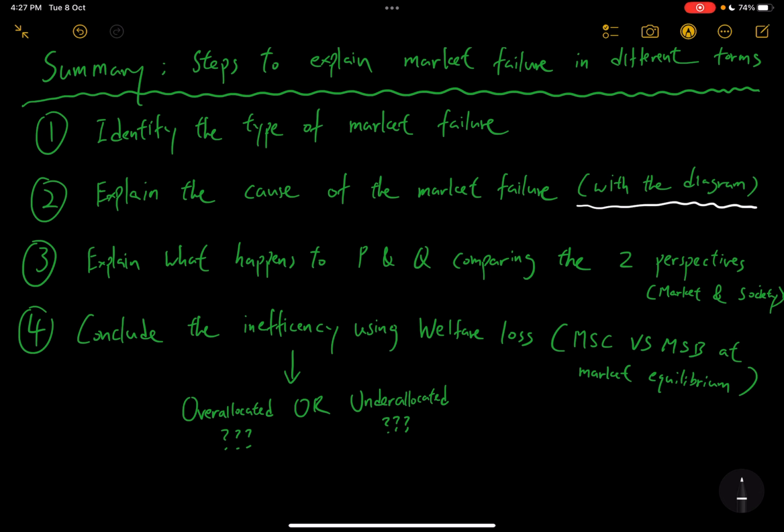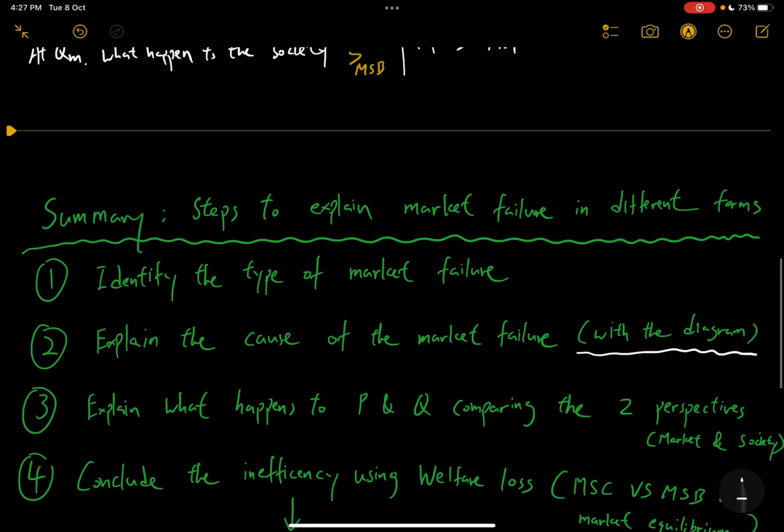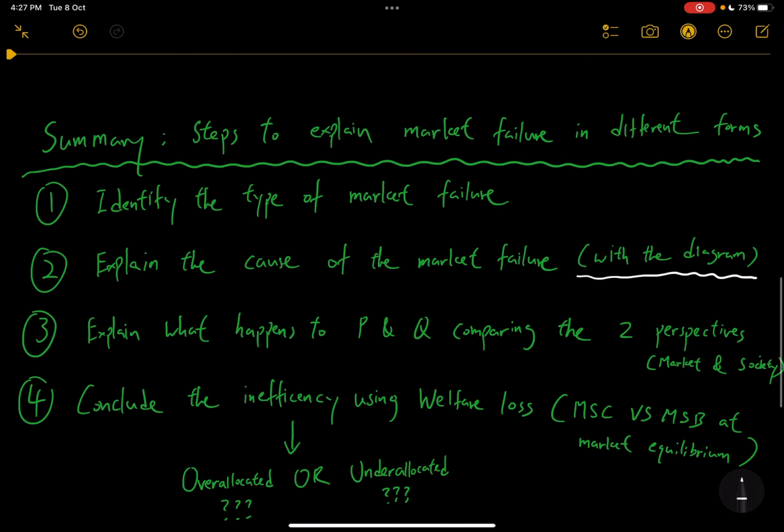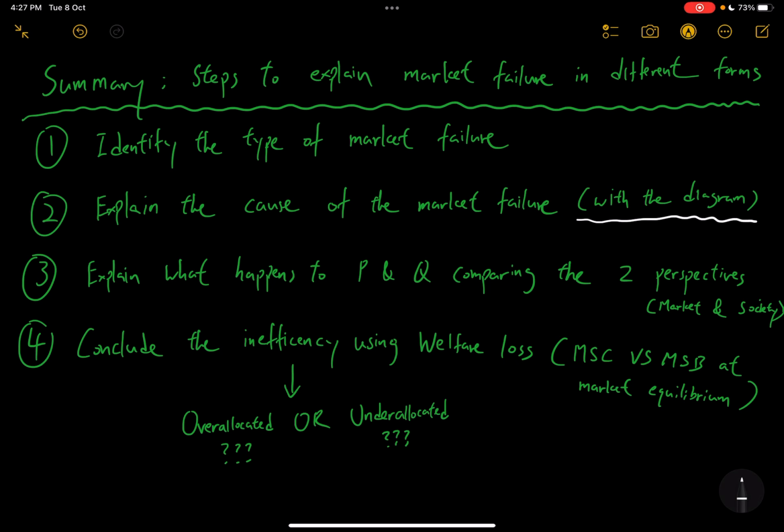And if we go to step 3 right here, once you are able to identify and explain the negative production externalities, now you should be able to get this diagram done, on the left. And now you are able to explain what happened to the price and quantity comparing the two perspectives. From the market perspective and a society perspective, what happened to both P and Q? You can see, Q from the actual case is actually bigger than what the society expected, and the price as well. And as we explained just now, now you know what to do.